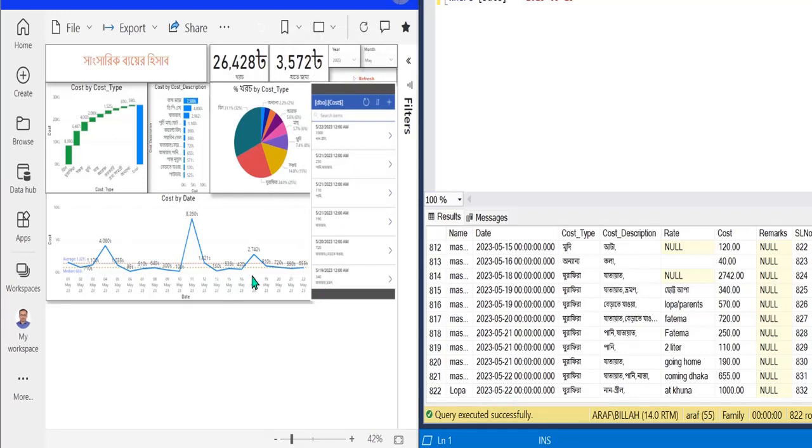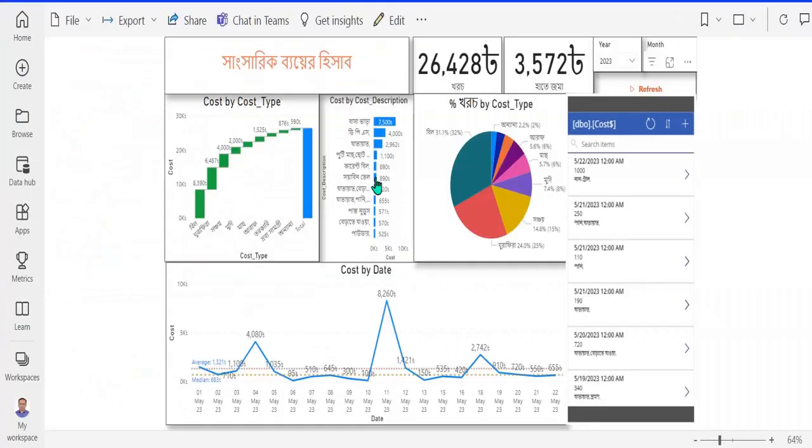I also make the refresh from here. Trigger. It will take 1 or 2 seconds for refresh. I'm making it full.